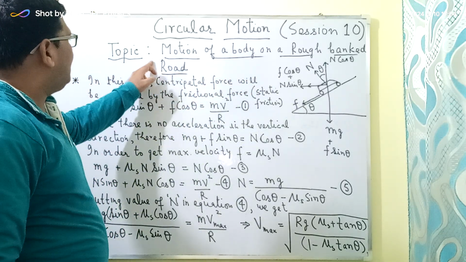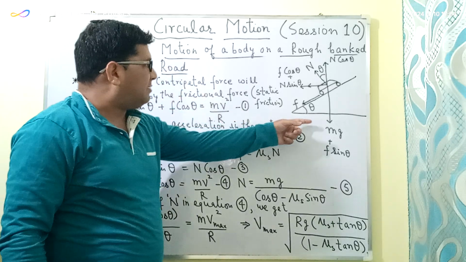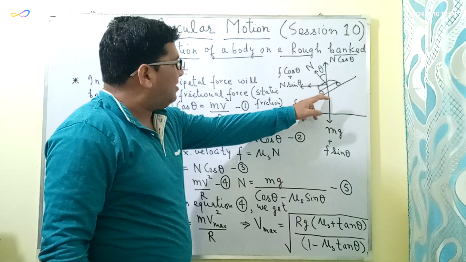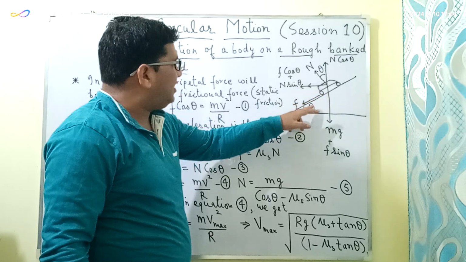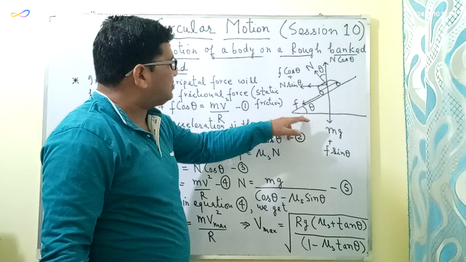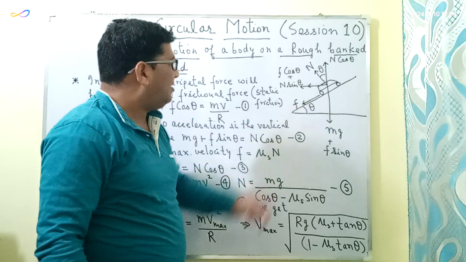The topic is the motion of a body on a rough, banked road. Based on this topic, I have drawn one simple diagram in which I have depicted a car which is moving on a rough inclined plane, and the inclination of this plane with the horizontal is theta.